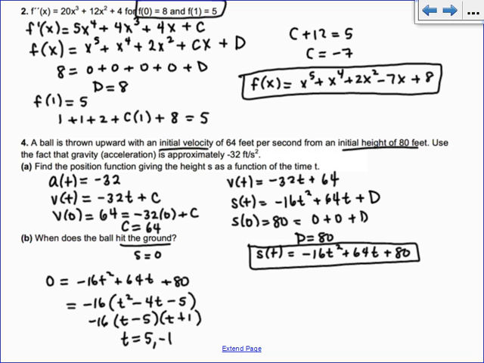So the -1 is basically saying if we weren't at a height of 80 feet, then going backwards, it took 1 second to go back to the ground level, right? But we're throwing it from the top here at 80 feet. So it's taking 5 seconds from here to hit the ground again. So 5 seconds is our answer.